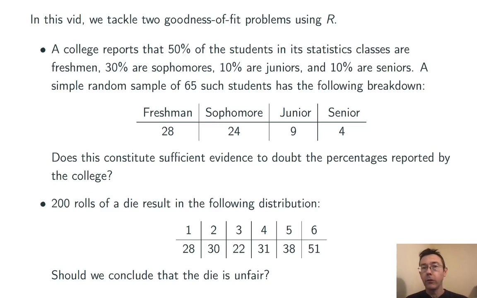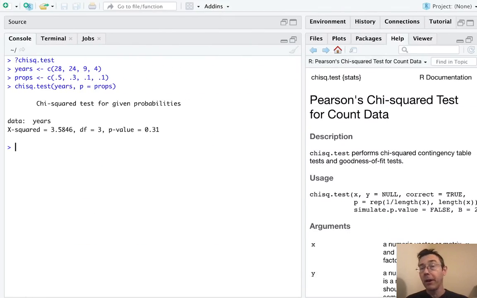So again, let's go over to R and do exactly the same process that we did a minute ago. First, we want to encode the data that we have. So how about counts for this? And the values that we got are 28, 30, 22, 31, 38, and 51. Checking my work to make sure I've input all of this correctly.